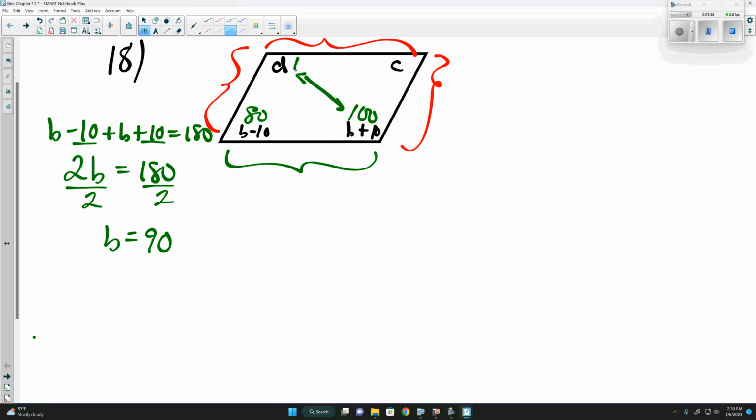Opposite angles in a parallelogram are congruent. So angle D is 100. Angle C is 80.